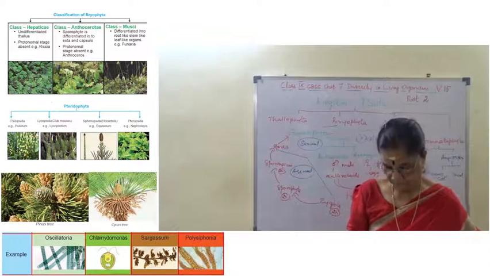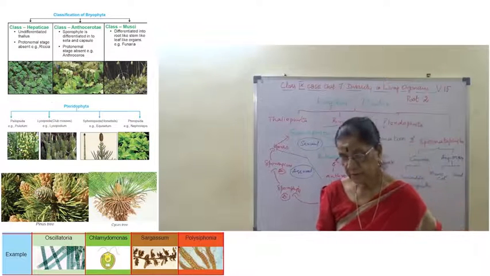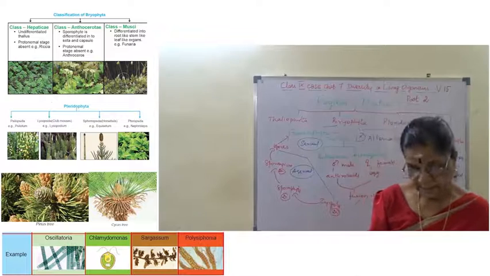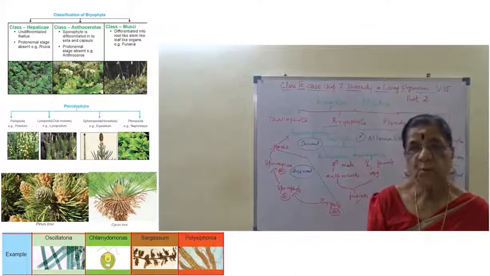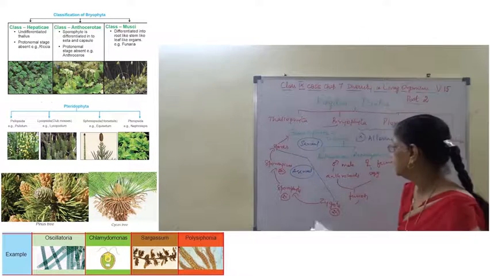And it is of 4 types: cycadales, ginkgoales, coniferales and gnetales.